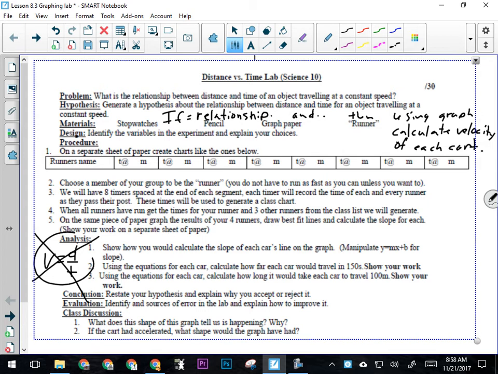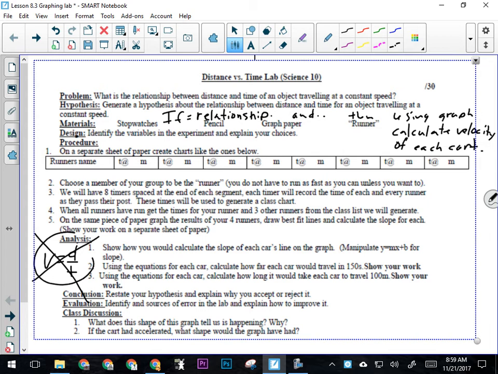All right, then remember, for a conclusion, same as always, restate the hypothesis and explain why you would accept or reject it. Again, you want to go back and refer to your observations and your analysis. And then sources of error. We'll be watching for those. And remember, you don't have to do the class discussion. We'll talk about those the day after you hand in the lab, when I go over it with you in class.